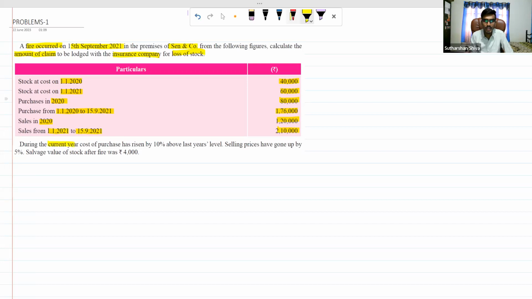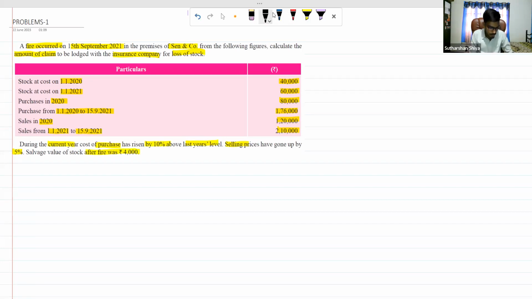During the current year, cost of purchases has been raised by 10% above last year's level. Selling price has gone up by 5%. Salvage of stock after fire was 4,000. This is what they have given in the question. Now, what do you need to do?